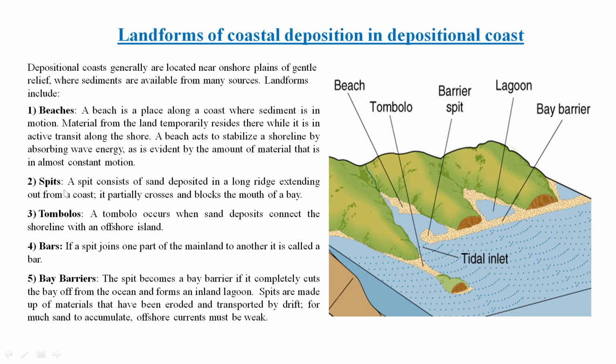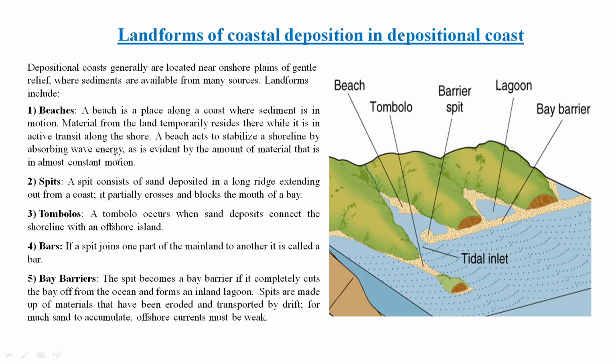You can have spits like this, smaller zones. A spit consists of sand deposited in a long ridge extending out from a coast. It partially crosses and blocks the mouth of a bay. Then tombolas. A tombolo occurs when sand deposits connect the shoreline with an offshore island. Bars: if a spit joins one part of the mainland to another, it is referred to as a bar.